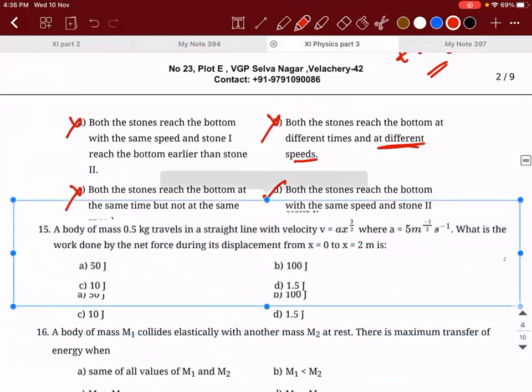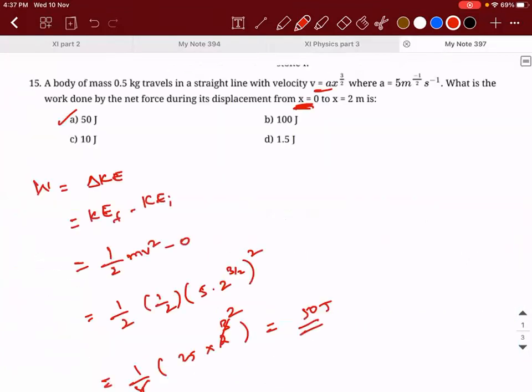Sir, actually here in this question, acceleration is mentioned, right? It's given. Where? It's given a, acceleration is equal to 5 meters power minus half per second. Is this the unit of acceleration? It is actually a, not acceleration. a is not acceleration. a is some constant. Okay. Got it? Yeah.